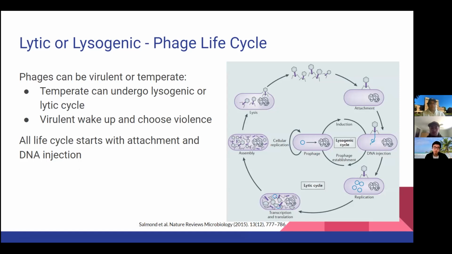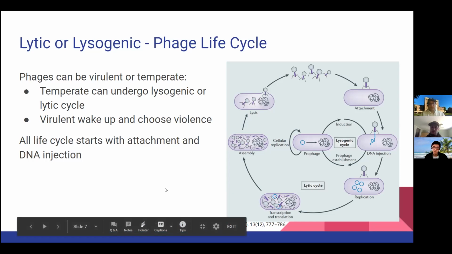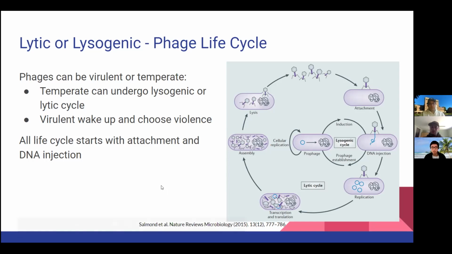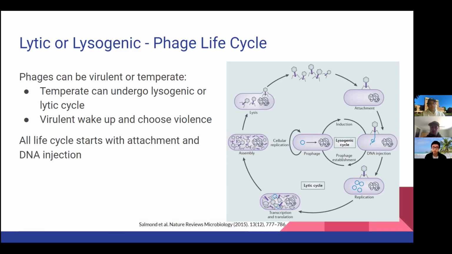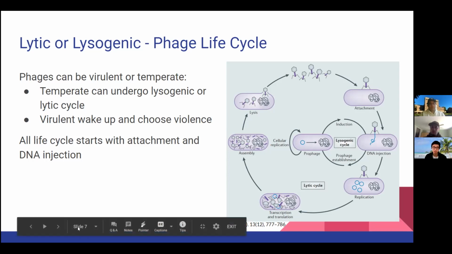The lysogenic cycle is a little different. The bacteriophage will integrate itself into the bacteria either as a separate plasmid or into the bacterial genome, and it'll get replicated every time the cell divides. So scientists classify bacteriophages into two classes: temperate bacteriophages that can do both, and virulent bacteriophages that can only do the lytic cycle.